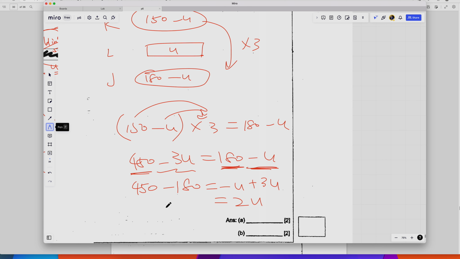You look at this. Which one you move? You move the 180 over, right? Plus should become minus, right? And then your this 3U is minus 3U, right? You try to move it over, it should become plus 3U. So 2U is correct, but this one is wrong. So it should be minus 180 plus 450.